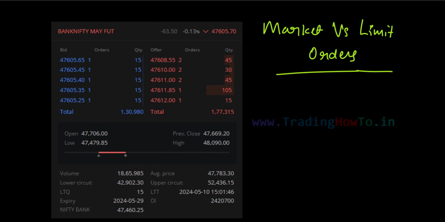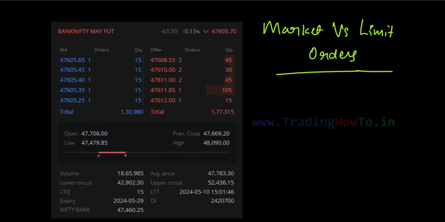So when you place a market buy order, you are saying that I want to buy this instrument at whatever the best price at which someone is selling in the market. Similarly, when you place a market sell order, you are saying that I want to sell this instrument at whatever the best price at which someone is buying in the market.